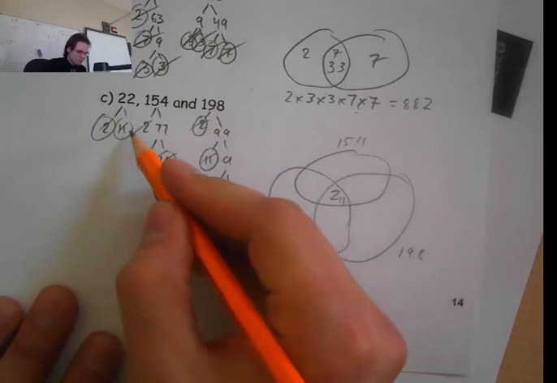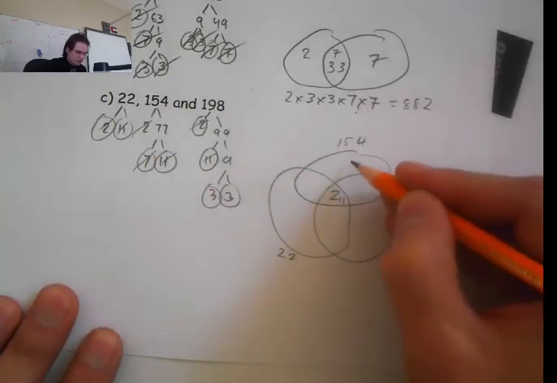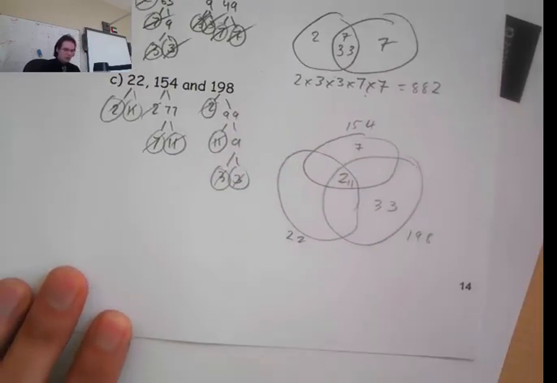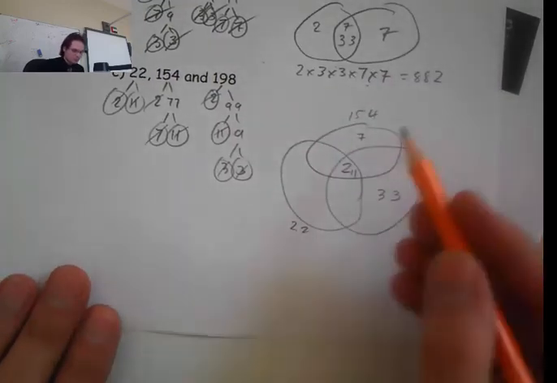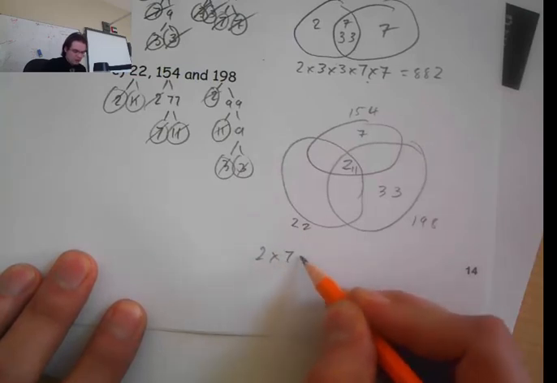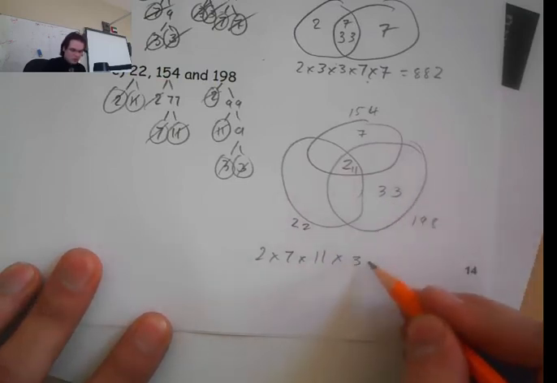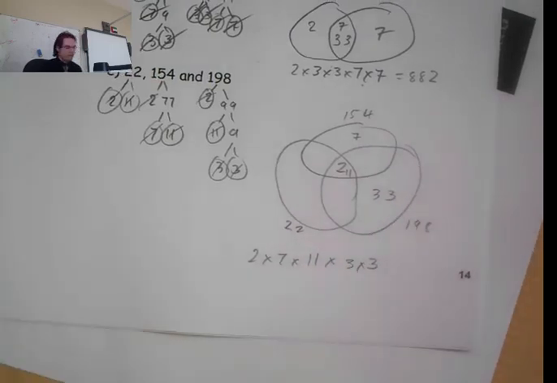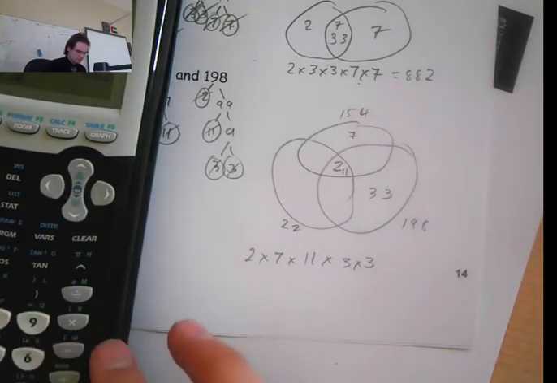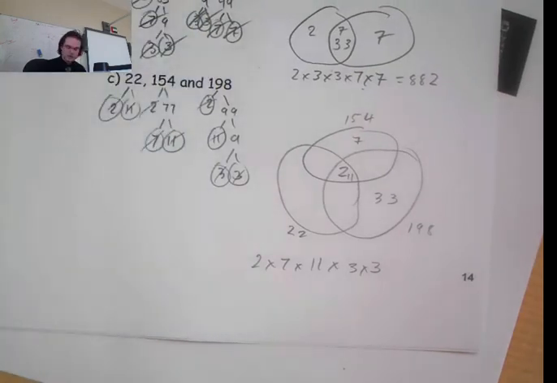Okay, now my next one. Well, we have a 7 in this one. So that's 154. Has a 7 that's not shared. And this one here has 2 3's. So we multiply this all together. I'm going to have 2 multiplied by 7 multiplied by 11 multiplied by 3 multiplied by 3. And I multiply all of that out. And I'm going to get 1,386, I believe.